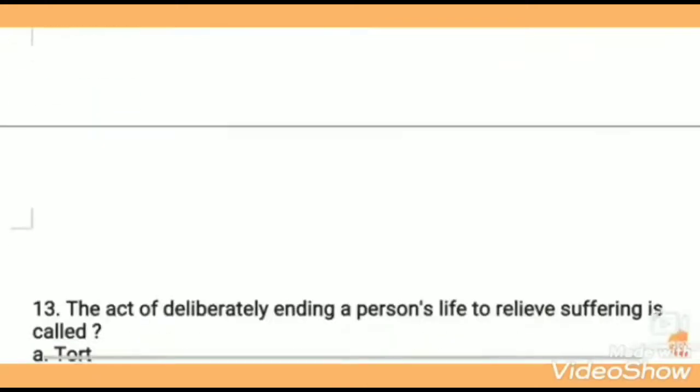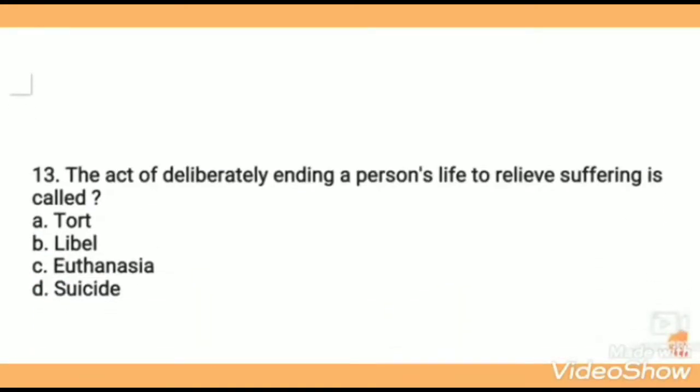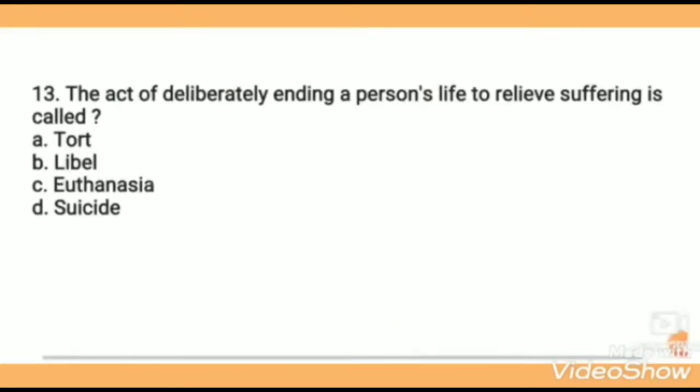Next question. The act of deliberately ending a person's life to relieve suffering is called tort, libel, euthanasia, or suicide. So, the correct answer, the act of deliberately ending a person's life to relieve suffering is called euthanasia.